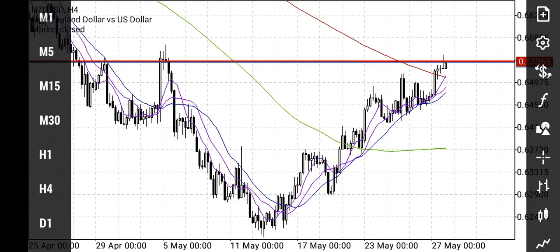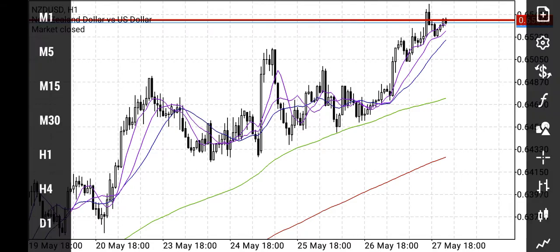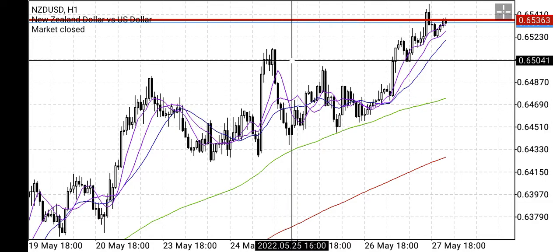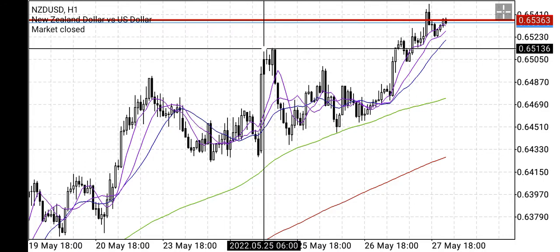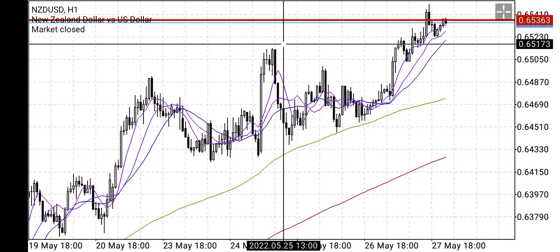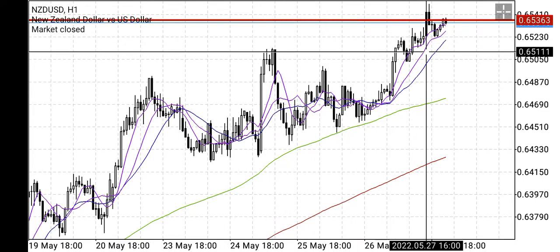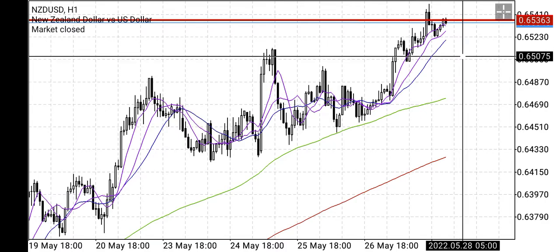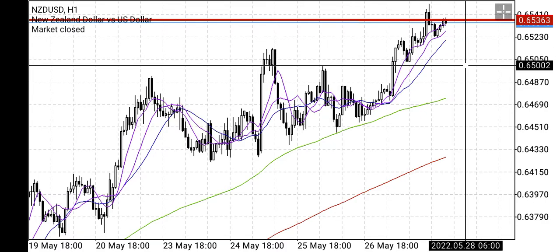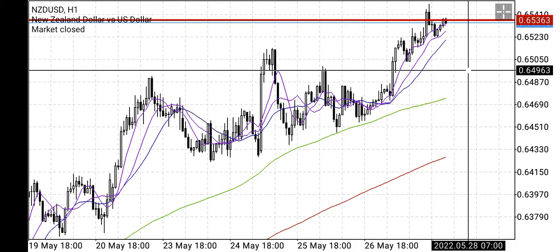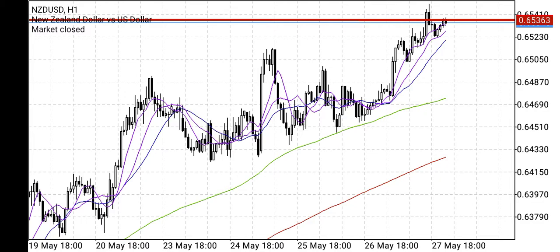Let me switch to H1. Yeah, perfect. So as you can see, this is the previous high. So I'm going to wait for price to close below this level. Price has to close below this level, maybe at this point. Then I'll place a sell stop right below it. Then I'll apply my risk management. Like I said before, it depends on you, the amount of pips you're targeting. So that is the analysis for NZDUSD.